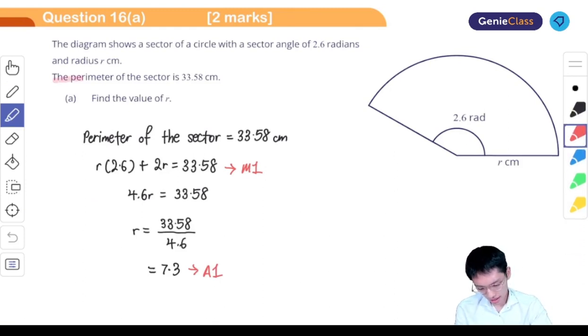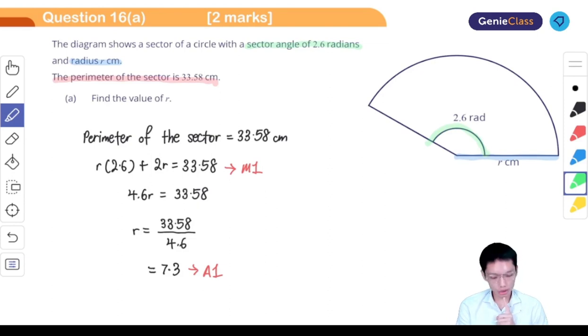Perimeter of a sector is given. But what forms the perimeter of this particular sector? The sector angle is 2.6 radians and the radius is r cm. So this is r cm, and this is my 2.6 radians. Because it's in radians, I just need to do r theta.